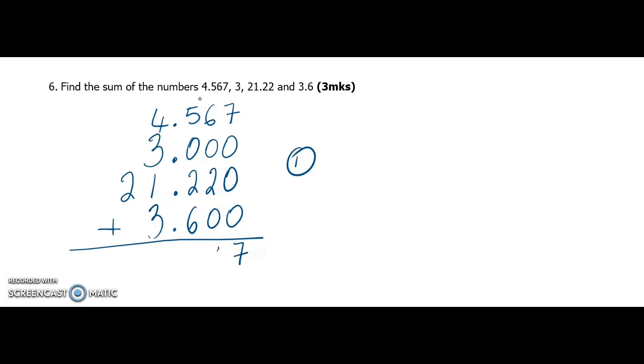6 plus 2, that is 8. So we have 6 plus 2 plus 5, that should give you 13. Put your 3 and carry your 1. 3 and 3, 6. Plus 1, that is 7. Plus 1, that is 8. Plus 4, that is 12. So you put your 2 here and you carry your 1. So 2 and 1, you have 3. So your answer is 32.381. So total marks is 3. So you're going to have 3 once you have completed everything correctly.